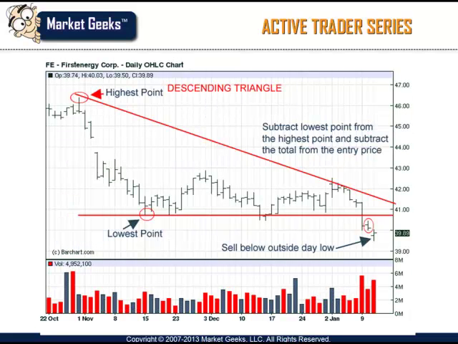Here's an example of locating the highest and the lowest point of the triangle in a descending triangle pattern. Once again, you simply subtract the lowest point from the highest point, but because it's a descending triangle, you subtract that amount from your entry price.